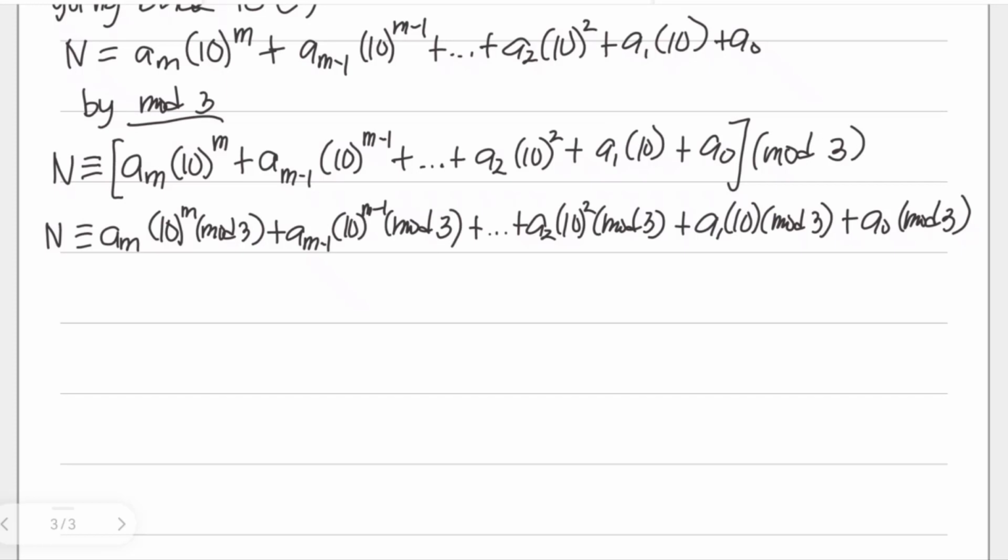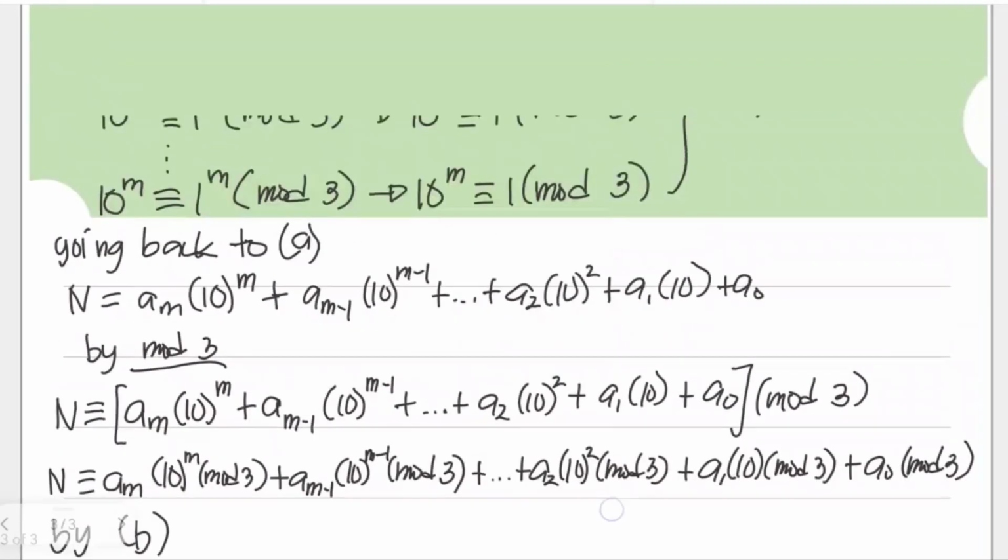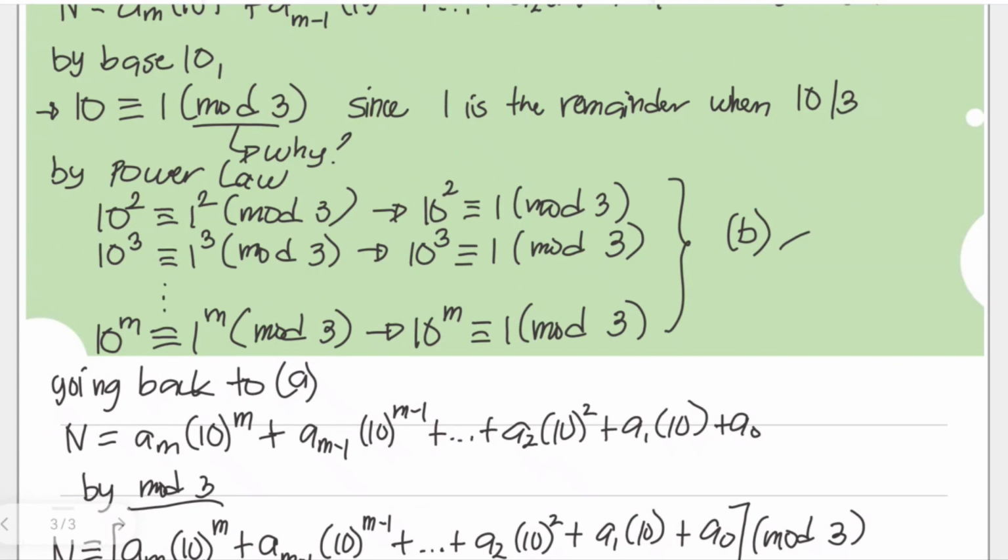Let's try to go back to B. Let me remove this first. By B, which is the set of relationships here, we know that 10 squared is congruent to 1 modulo 3. 10 cubed is congruent to 1 modulo 3. 10 to the power of m is congruent to 1 modulo 3, the same as 10 is congruent to 1 modulo 3.